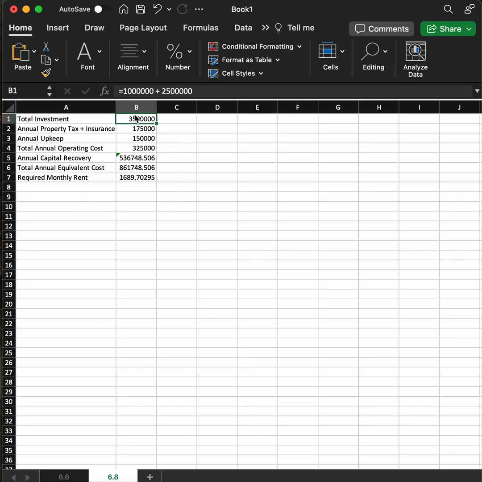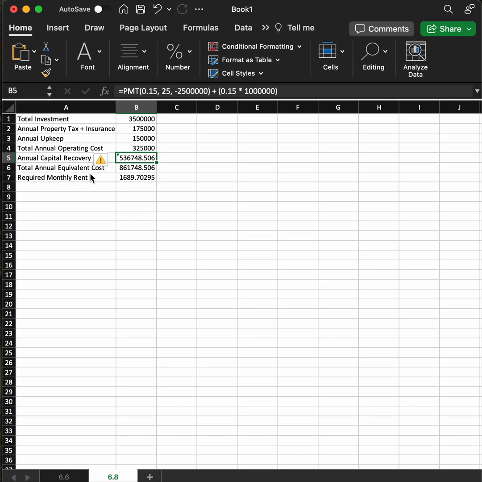So let's see, just to show you what I did here. Added those, the 5% times the B1, 1,500, and that's the total annual operating cost, just B2 plus B3. So the building cost is recovered over 25 years using the PMT function, and we add 15% return on the land value, and the total capital recovery is going to be $536,748.50, and here's the function I used.